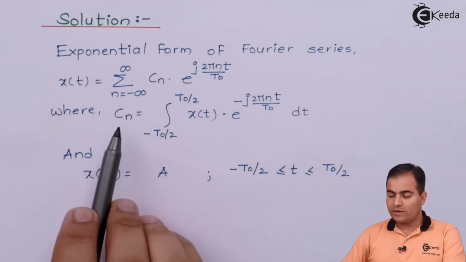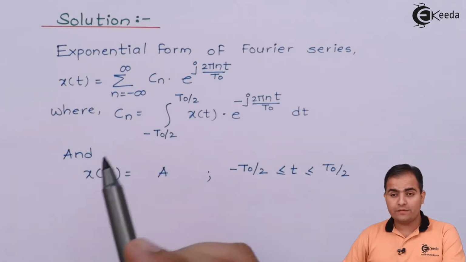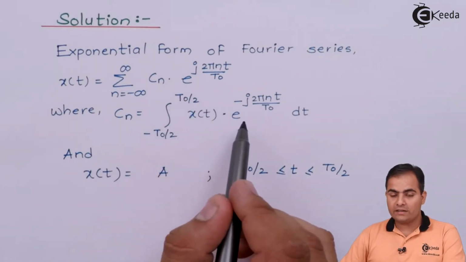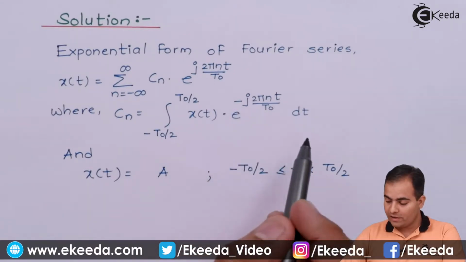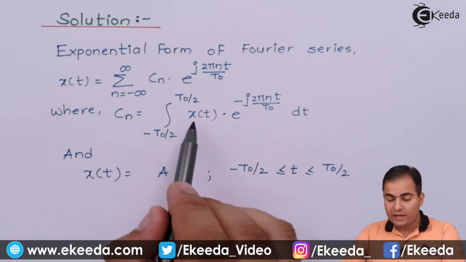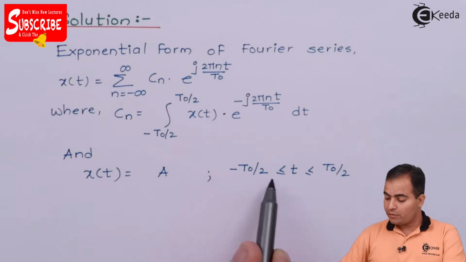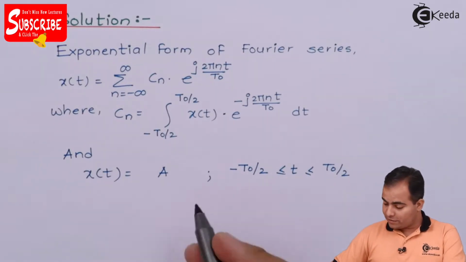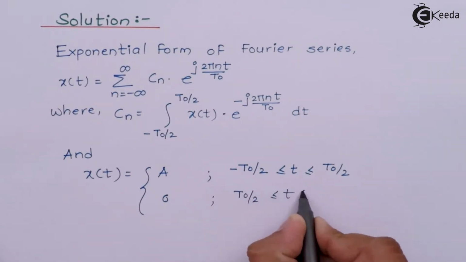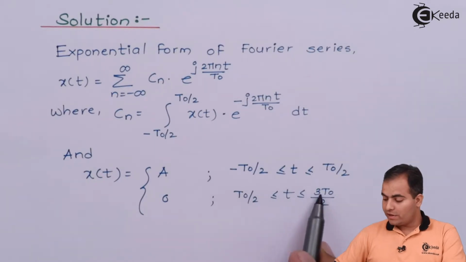The formula for cn is the integration from minus t naught by 2 to t naught by 2, or else we can use t to t plus t naught, of x of t e to the power minus j 2 pi nt upon t naught, and we integrate this whole product with respect to time t, where my x of t has amplitude a between minus t naught by 2 to t naught by 2, and it is 0 between t naught by 2 to 3 t naught by 2.